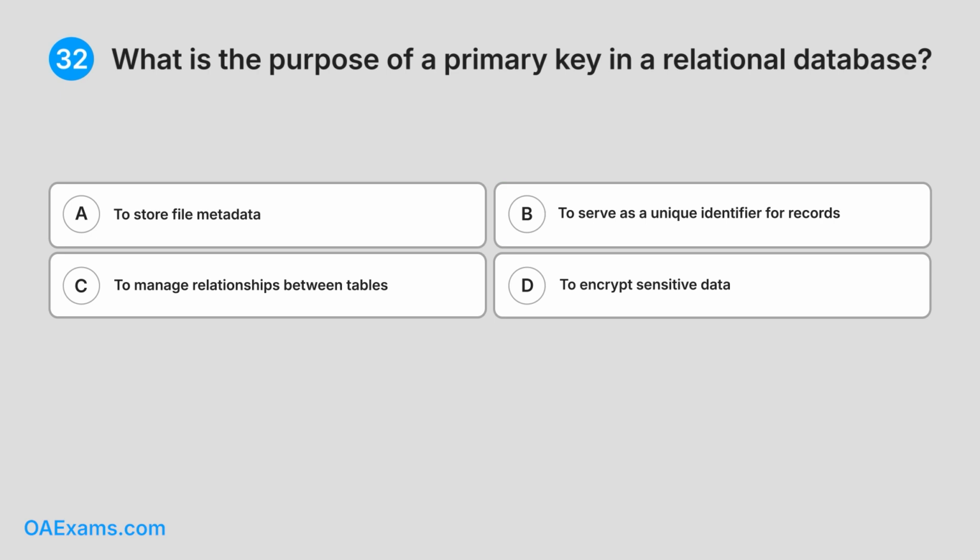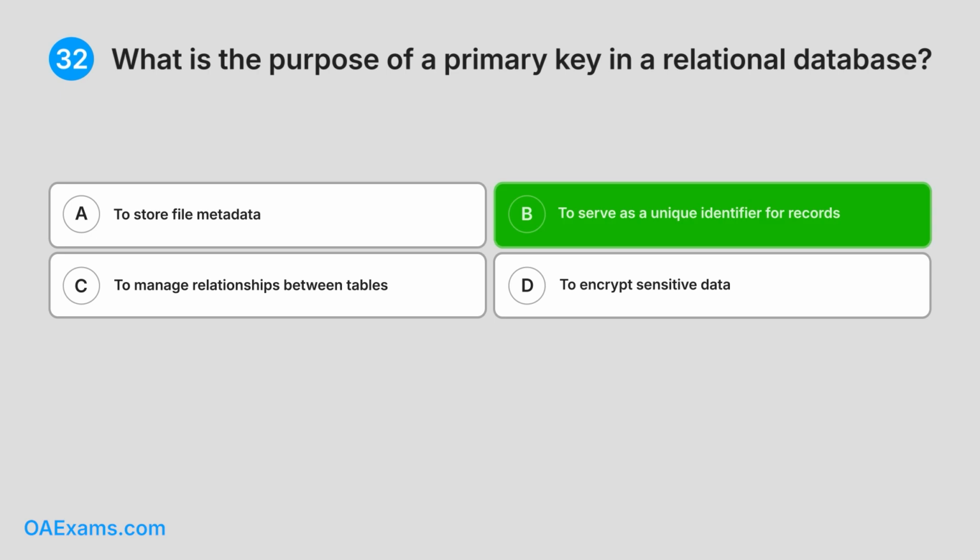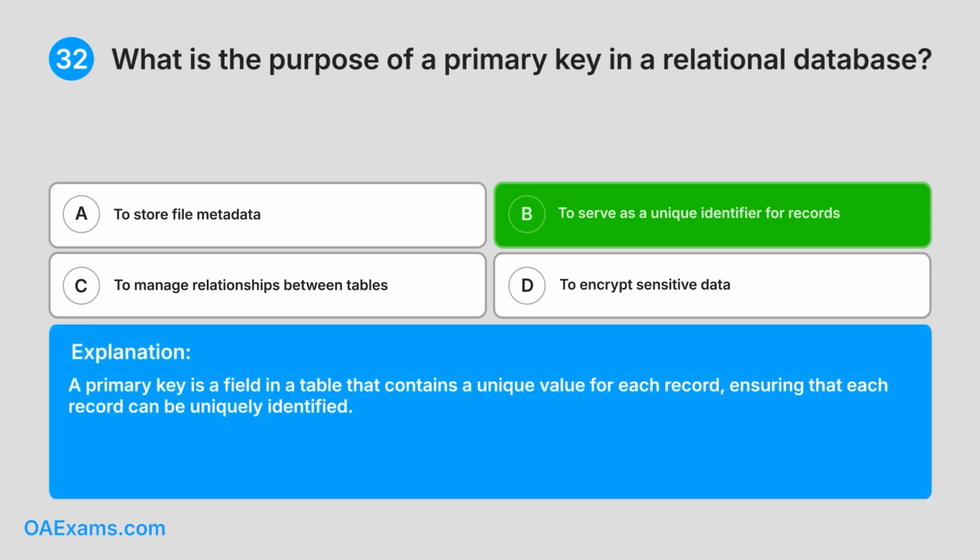Correct answer. B. To serve as a unique identifier for records. Explanation. A primary key is a field in a table that contains a unique value for each record, ensuring that each record can be uniquely identified.